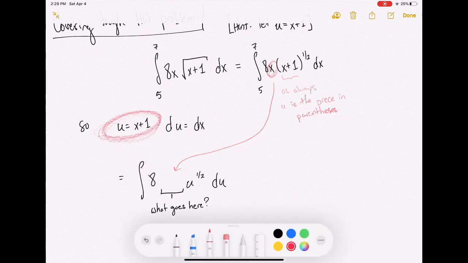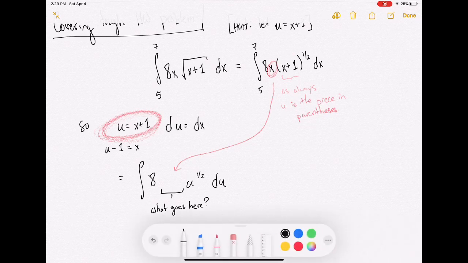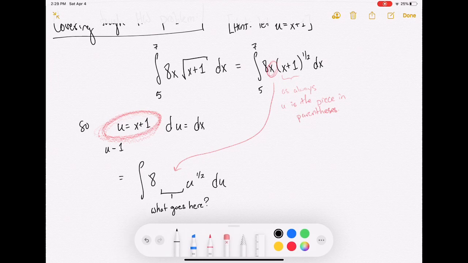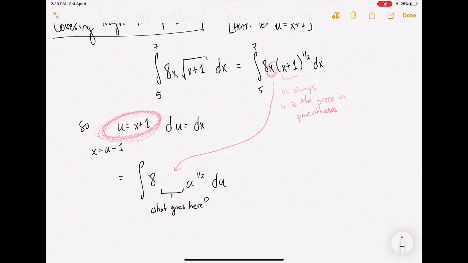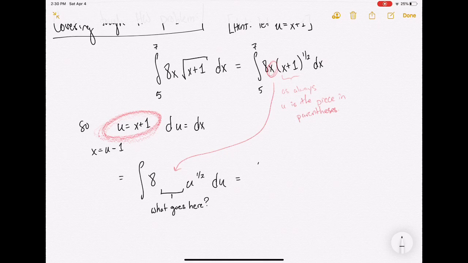This expression is equivalent to me saying u minus 1 equals x. Right? I've just subtracted 1 from both sides. But now all of a sudden I have something in terms of x. I say x equals u minus 1. So that x up here is u minus 1, which makes this 8 times (u minus 1) times u to the 1/2 du.